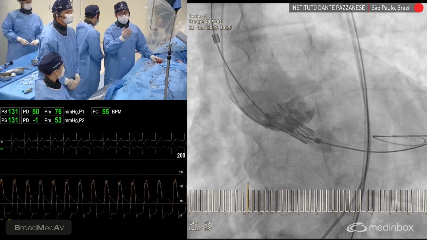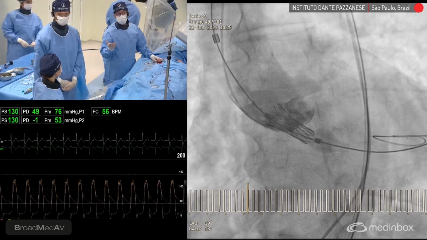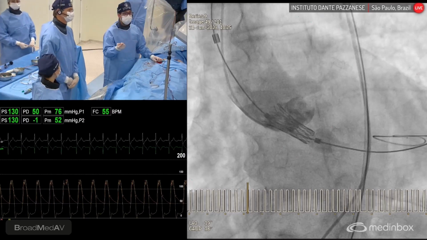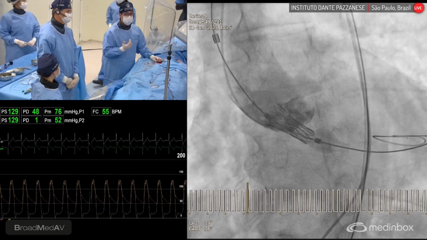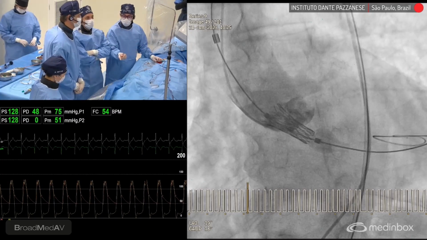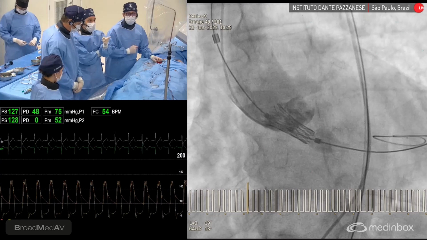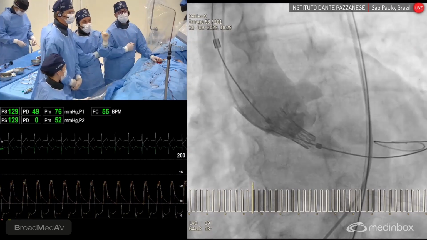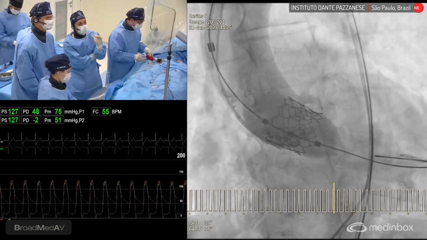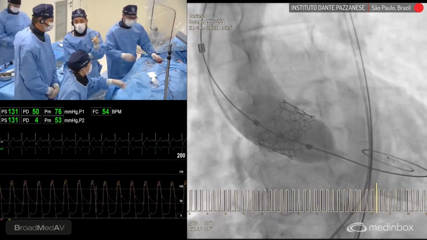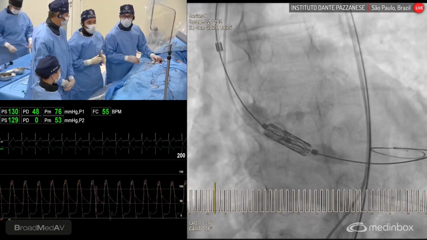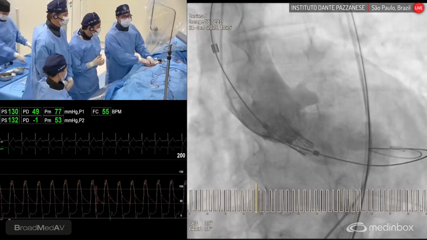Okay, Alberto, please. As you can see there, we have no peak gradient, or only one gradient, from the left ventricle to the aorta. I think it's a really good result, compatible with the echo. I think we can move on, take the pigtail. No gradients, right? And the diastolic pressure is around 50, and we can see a dicrotic notch also. So we think that we got a very good hemodynamic result.